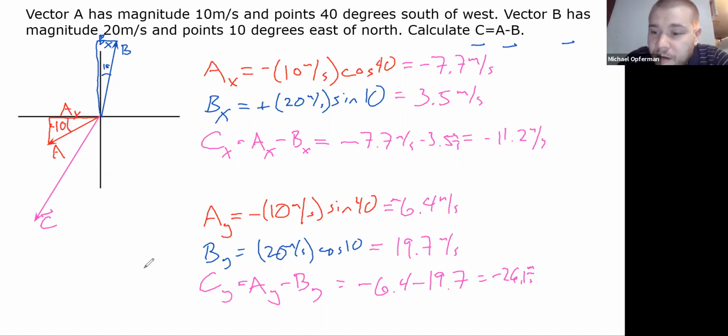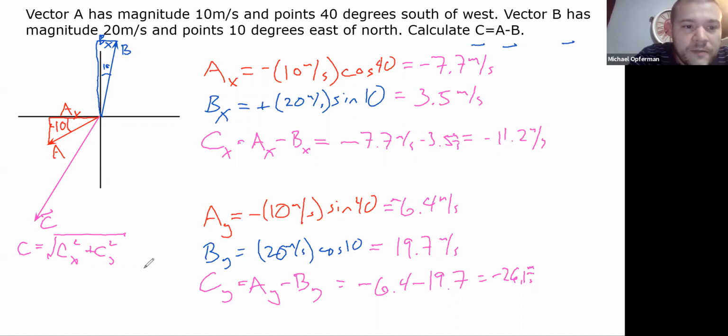And then finally, depending on what question was being asked, those are the components of vector C. If you wanted to know the magnitude and direction of vector C, you would just do Pythagorean theorem on that. Magnitude of C is square root of CX squared plus CY squared. And if you want to know the angle of vector C, you would just turn it into a right triangle, say maybe this one, solve for this angle here, and then convert it into the language of wherever you wanted to measure that angle from, as we talked about in previous videos.